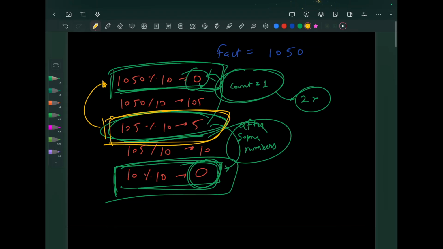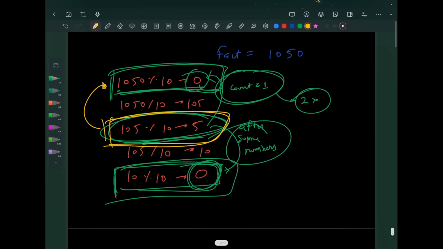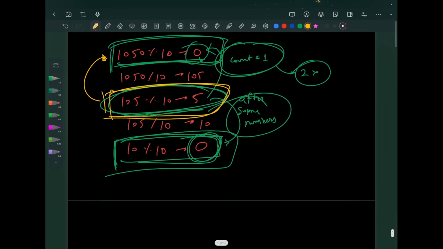Okay, now how can we do it? So basically it is extraction of the digits. If we are doing extraction and we are getting 0 as a remainder, we can say it is a trailing 0, right? So let's write our complete code here, then we will write it on the console.